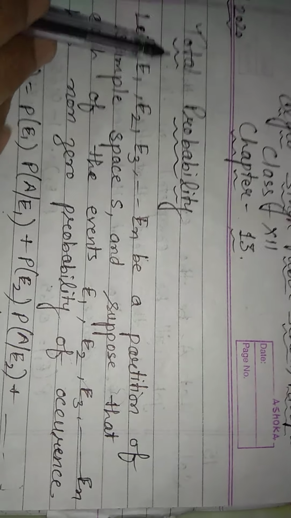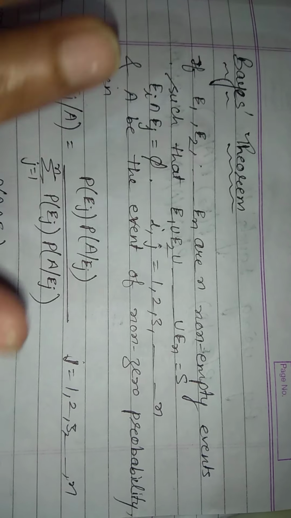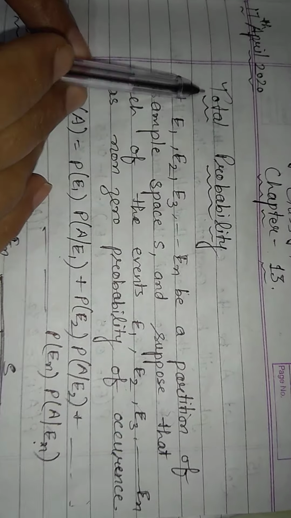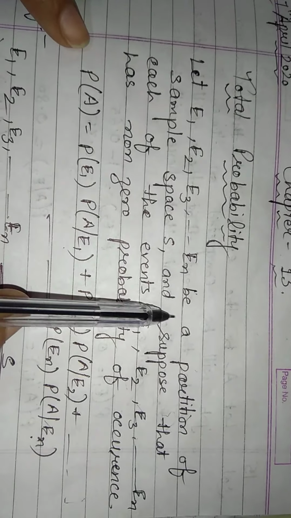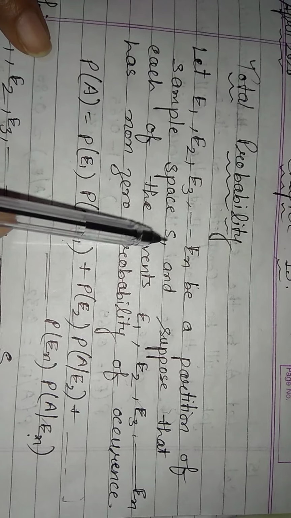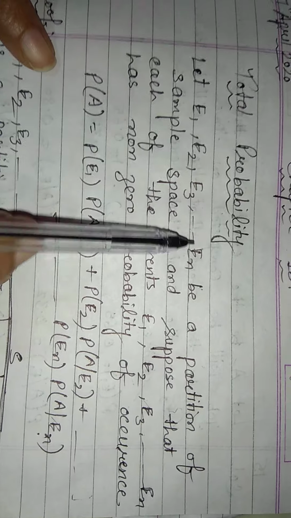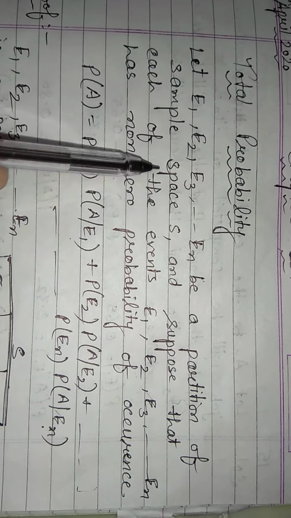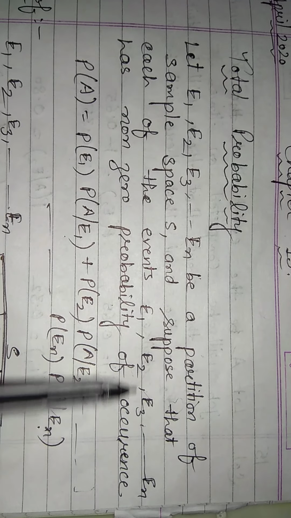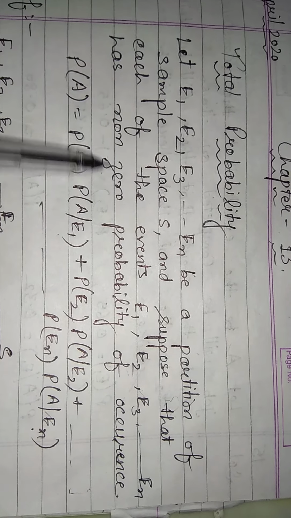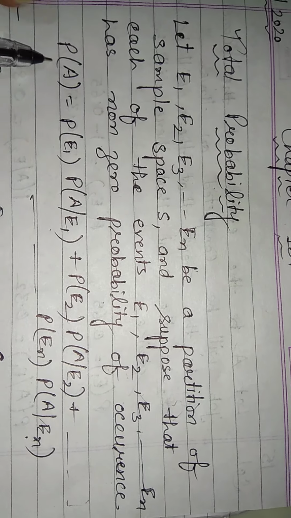So today we will discuss total probability and Bayes theorem. This is a very important topic. So what is total probability? Let E1, E2, E3, ..., En be a partition of sample space S. E1, E2, E3, ..., En are the events. Let there be 4 events, 5 events, and so on, and suppose that each of the events E1, E2, E3, ..., En has non-zero probability of occurrence. Now, what is total probability?